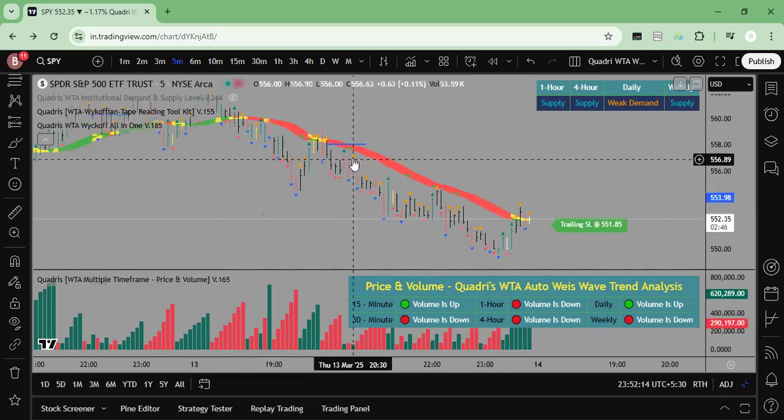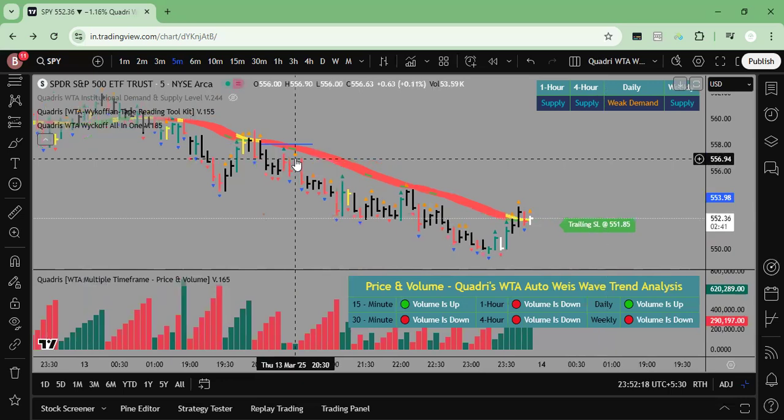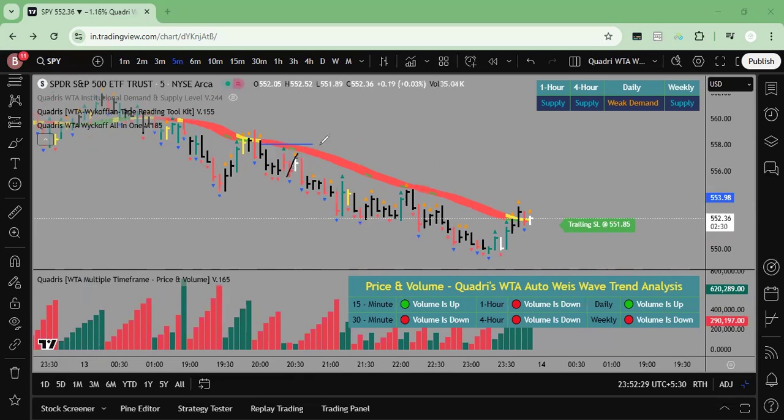It will show a no demand or a no supply. So in this given context, we have a pullback of low volume, and that resulted in a no demand because we are underneath this particular ribbon. So we are planning for short opportunities.